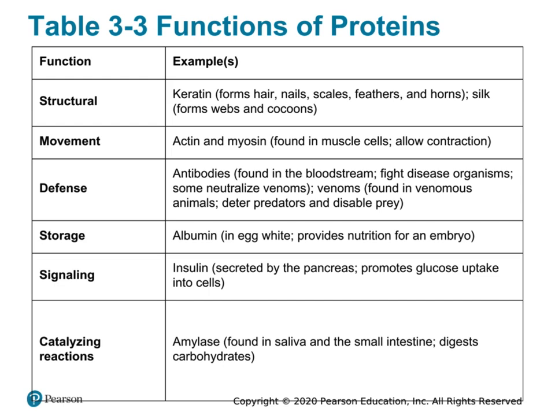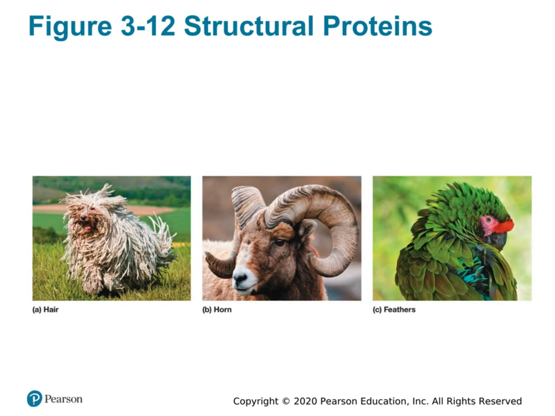Some are structural, like keratin, which forms hair, nails, scales, feathers, and horns. Others, like actin and myosin, allow muscles to contract and promote movement. Antibodies work in the immune system and allow for body defense. Albumin is a storage type of protein, and signaling by hormones like insulin is possible with proteins. One of the biggest things proteins are known for is being enzymes, being catalysts. Amylase is an example of an enzyme that's found in saliva that helps break down carbohydrates.